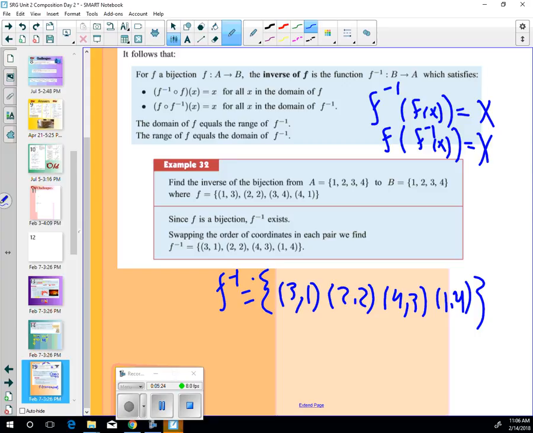And is this a function? 1, 2, 3, 4. Is it a function? Yep. Is the inverse a function? It is. So then we would say that it's a bijection and it's invertible. The inverse is a function.